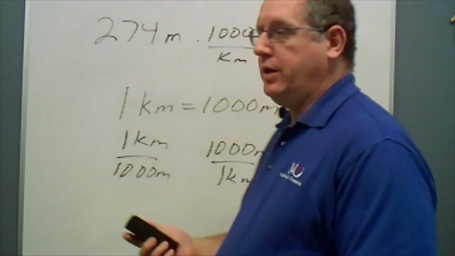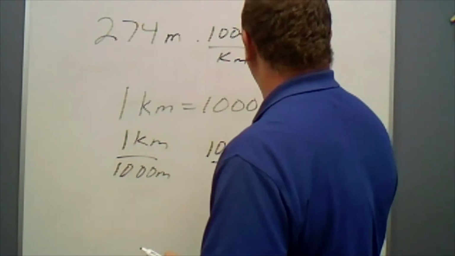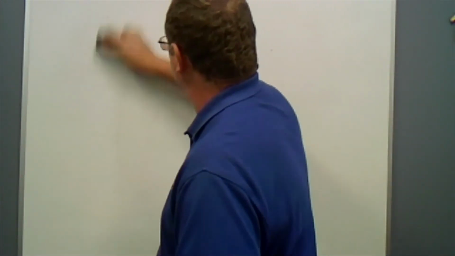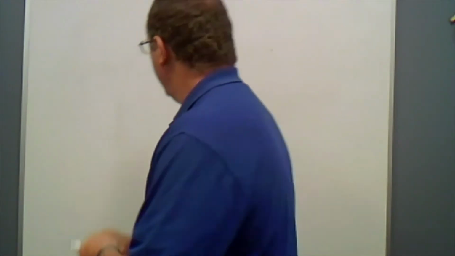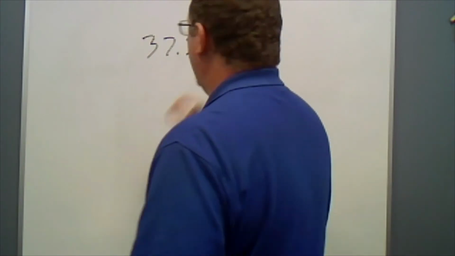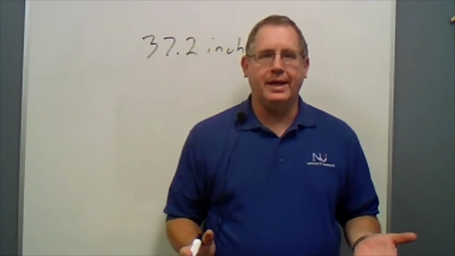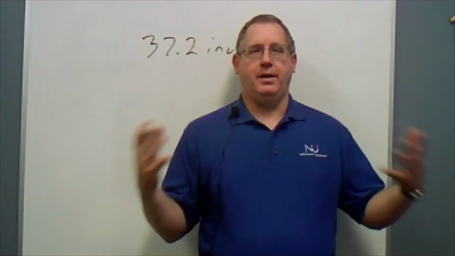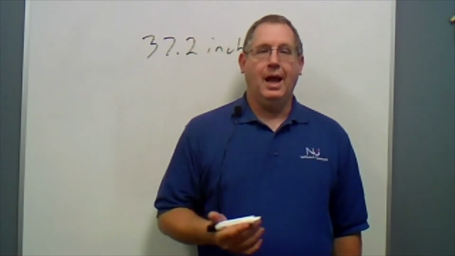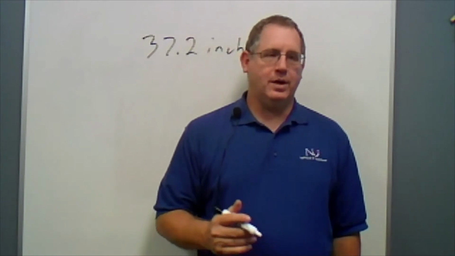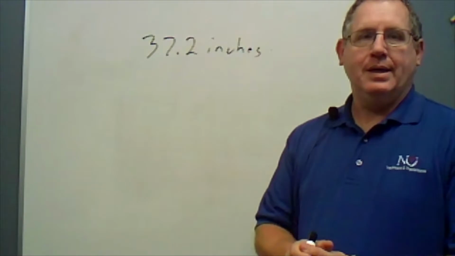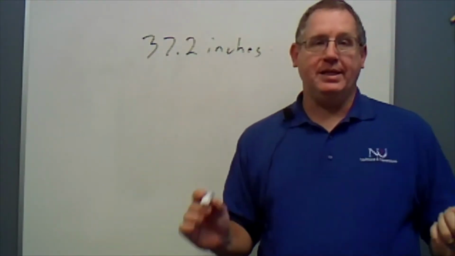Now let's take a look at using this to convert between an English and a metric unit. Okay, so let's say I have 37.2 inches. I know we don't normally think of writing inches in decimals, but very often we're going to be doing that. We'll be using a decimal system. I could have said a number of inches, but we'll work with that. 37.2 inches. How many centimeters is that?